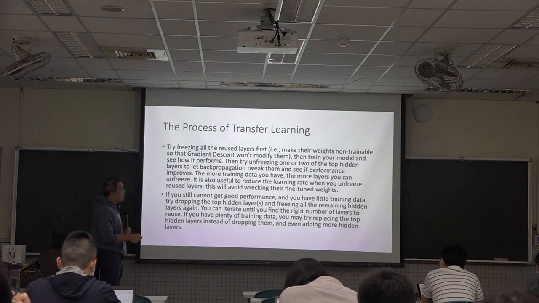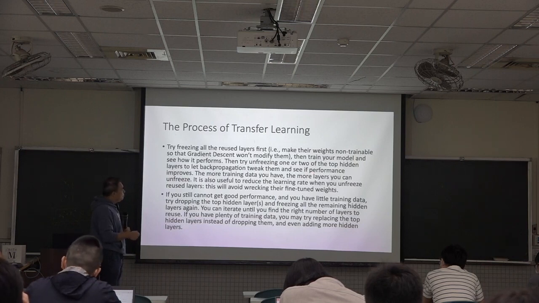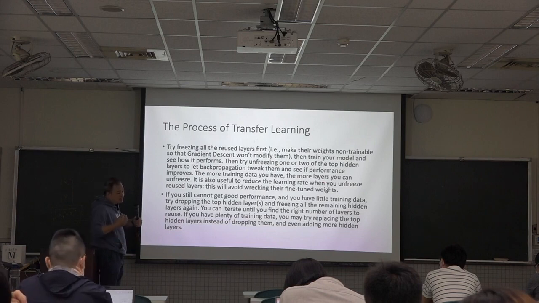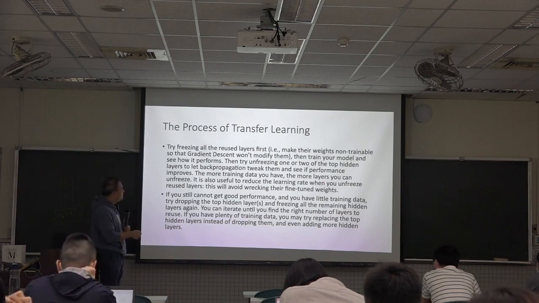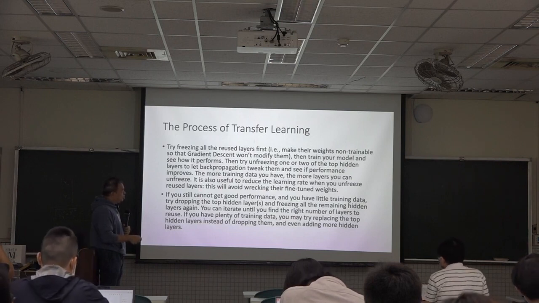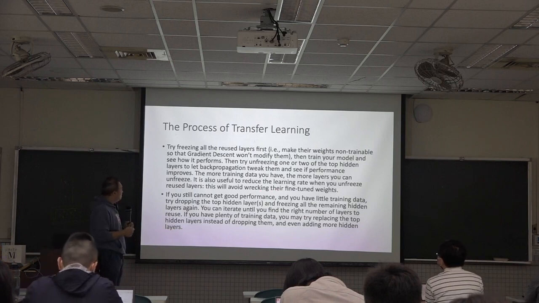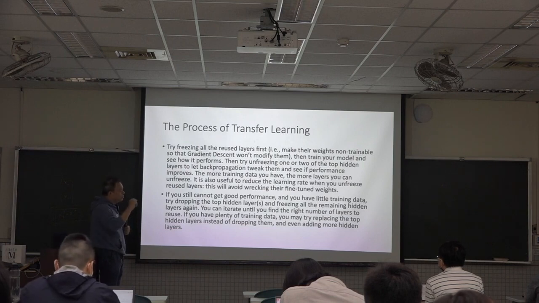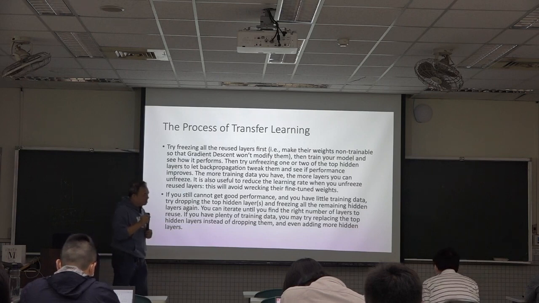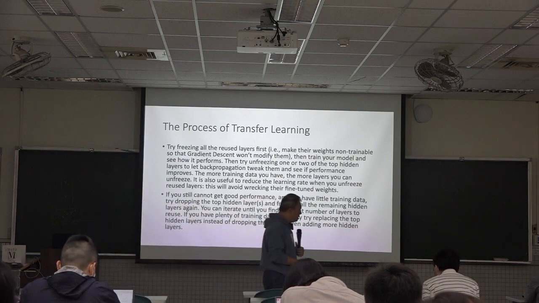Then try unfreezing one or two of the top hidden layers to let backpropagation tweak them, and see if performance improves. The more training data you have, the more layers you can unfreeze. This really depends on the size of the training data you have. It is also useful to reduce the learning rate when you unfreeze reused layers, because you want to avoid changing too much the weights of the layers that you copied from the previous model. So you want to use a smaller learning rate to maintain the weights you copied as much as possible.